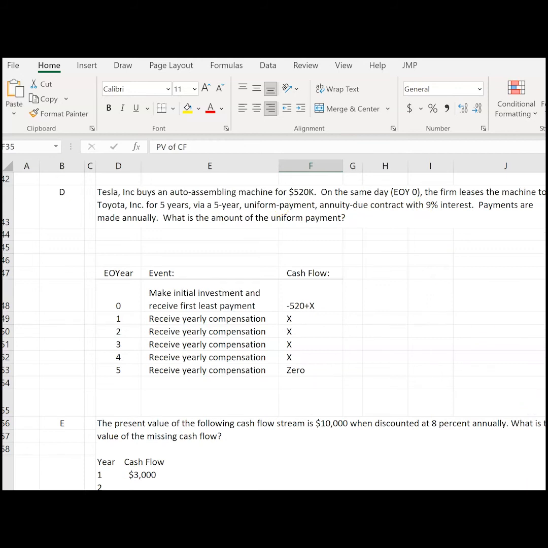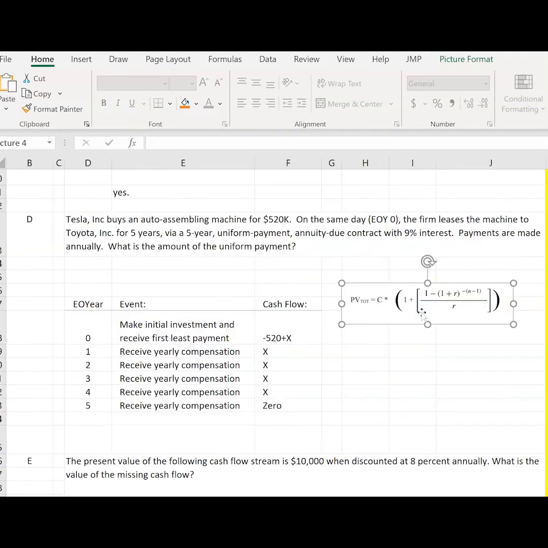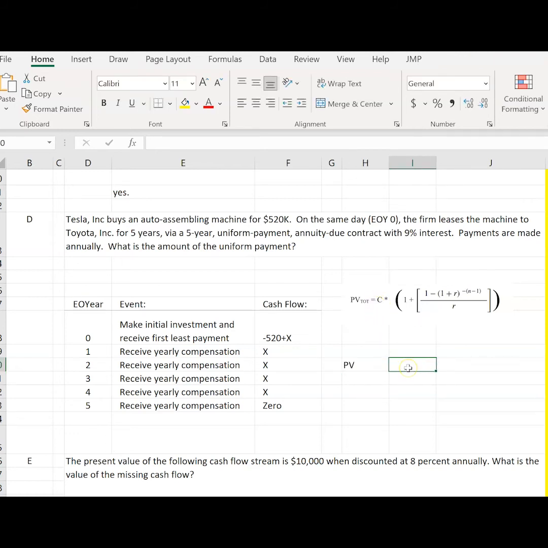All right, so for this problem, we're told right here that it's an annuity due contract. So I'm going to go ahead and copy down our annuity due formula. And what we have to solve for is the uniform payment. So we're solving for this cash flow right here. We're given that our present value is 520. We're given that our rate is 9%. We're given that the number of years for this contract is 5. All right, and then we have to solve for this cash flow.